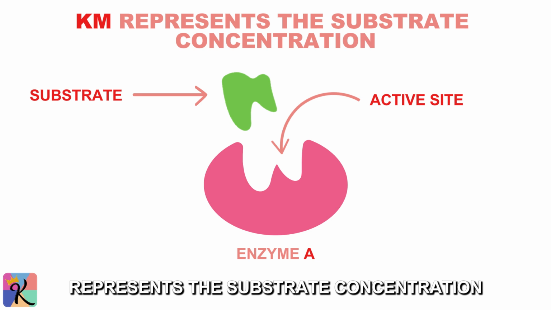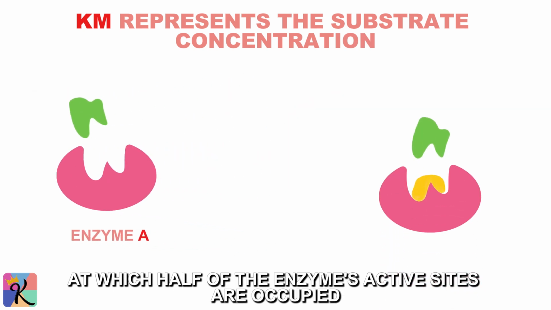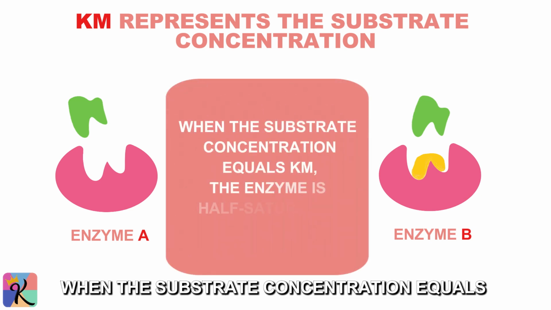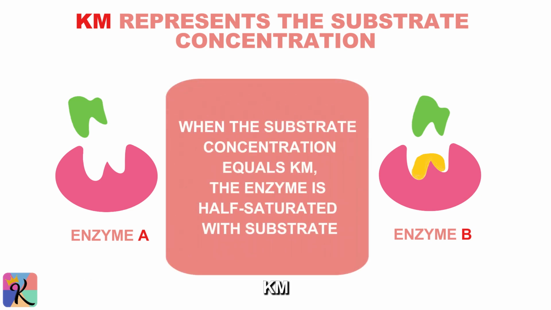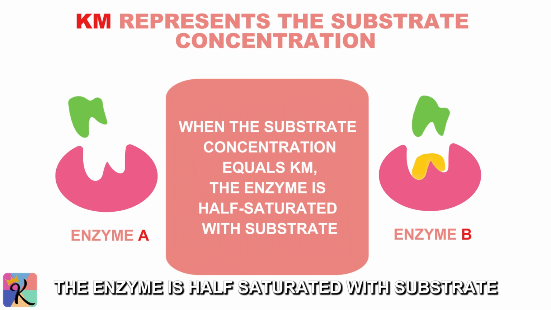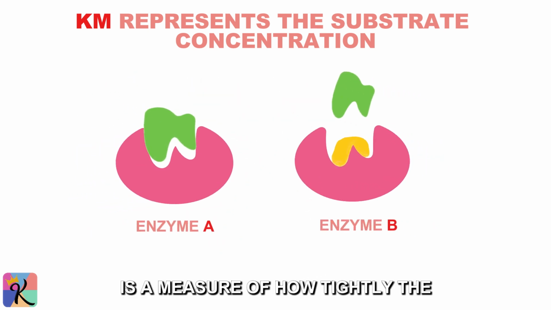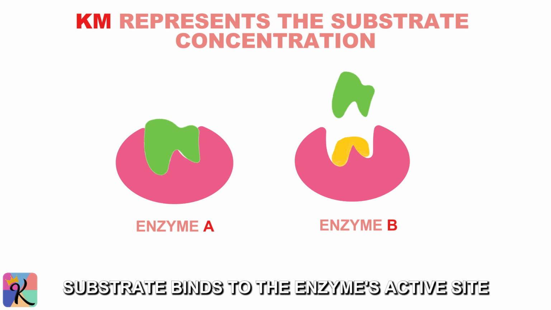Km represents the substrate concentration at which half of the enzyme's active sites are occupied. In other words, when the substrate concentration equals Km, the enzyme is half saturated with substrate. Km is a measure of how tightly the substrate binds to the enzyme's active site.